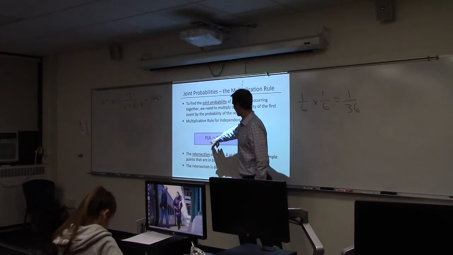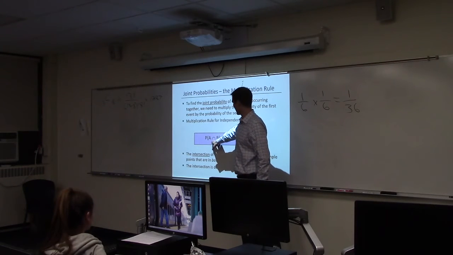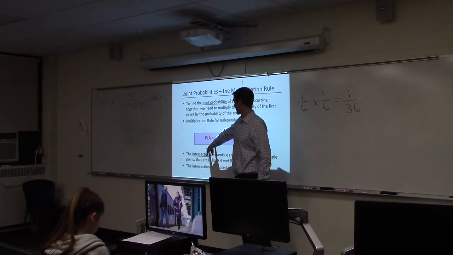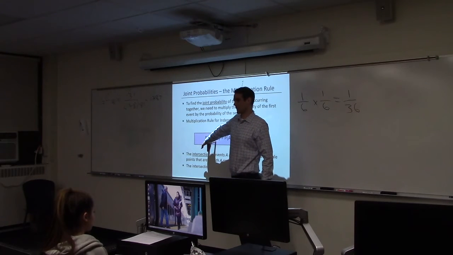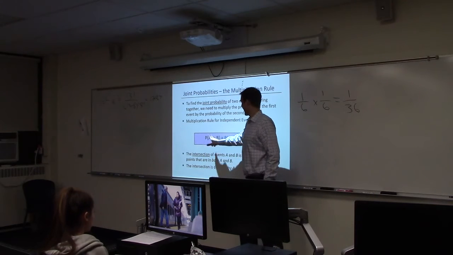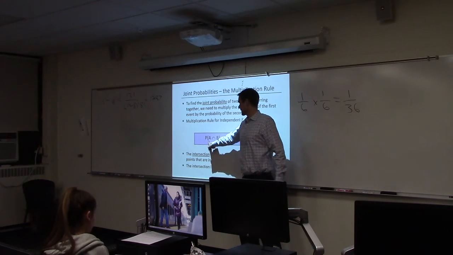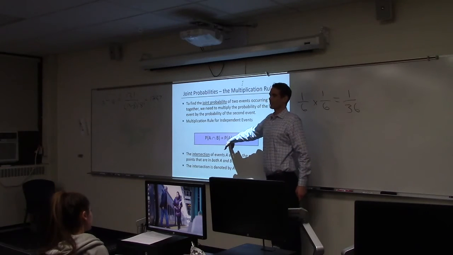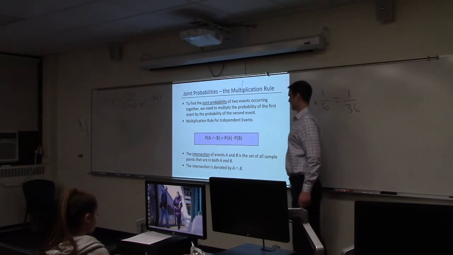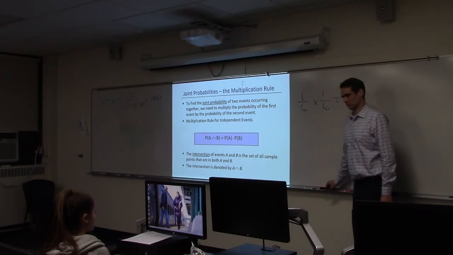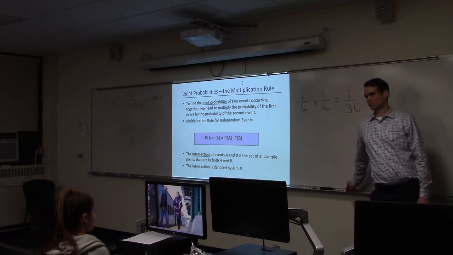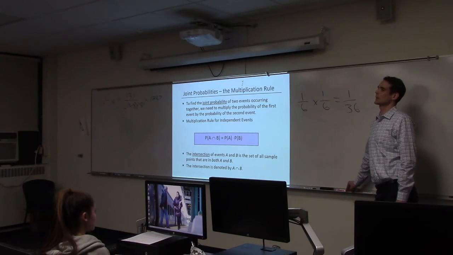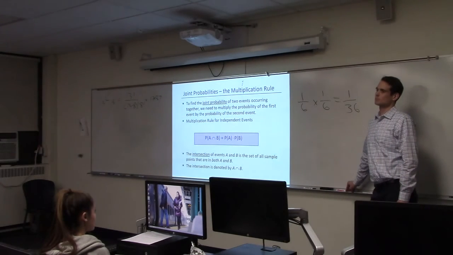So you don't really need to know this symbol for this class, but this upside down U is called intersection. This means both of these events happening. This event and this event happening. Rolling a 6 the first time and rolling a 6 the second time equals the probability of the first event happening times the probability of the second event happening. You like that? Good?